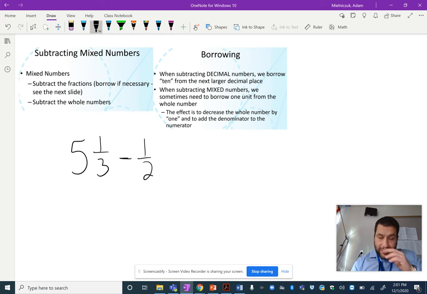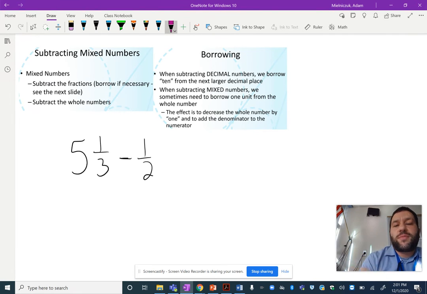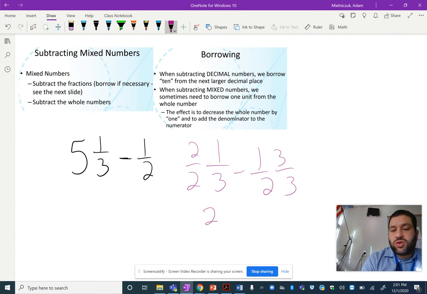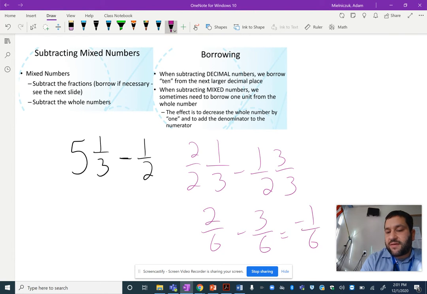Well, they say to subtract your whole numbers first, just like addition. So 5 minus, well, there's nothing for the half, so 5 minus 0 is 5. But look at the 1/3 minus the 1/2. If I follow the rules of finding a common denominator, I'm going to get 2/6 minus 3/6. But you can't subtract. You can't say it's -1/6. So what you need to do instead is you need to borrow.